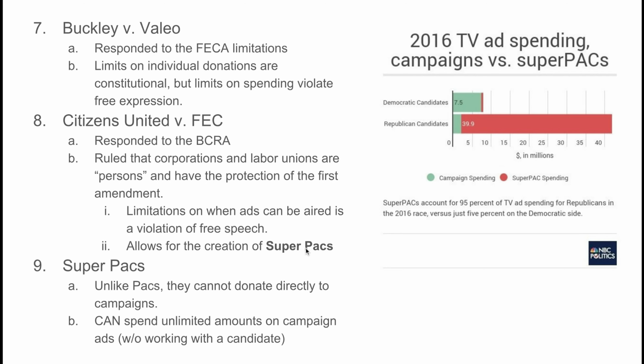And this leads to something known as super PACs. So super PACs come out of this decision. What a super PAC is, unlike a regular PAC, they cannot donate directly to campaigns. So they're not donating money to candidates, but they can spend unlimited amounts on campaign ads themselves. And if you look over here in this graph, you can see green is spending on campaign ads by the campaigns themselves, the Democratic candidates, Republican candidates, and the red is the amount of money spent by super PACs on campaign ads. So because of super PACs, they can raise unlimited amounts of money and they can spend unlimited amounts of money on campaign advertisements, as long as they're not working directly with a candidate. This is one of the reasons why you're getting so many more of these attack ads.